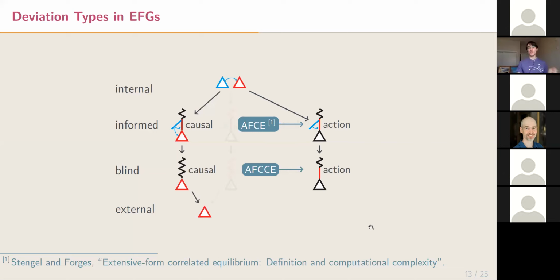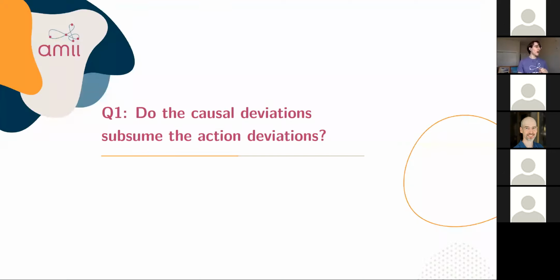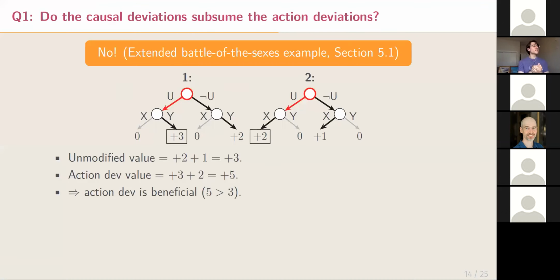But what about the other direction? Are there games or situations where you would actually do better if you considered the action deviations compared to the causal or external deviations? The original paper that introduced action deviations suggested that maybe they don't, that they're actually strictly weaker than causal deviations, but we show that's not true. So that's the first question we're going to address here. And so here's the example.